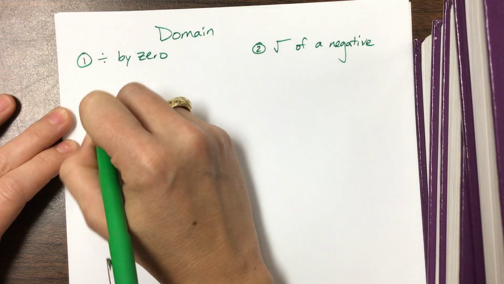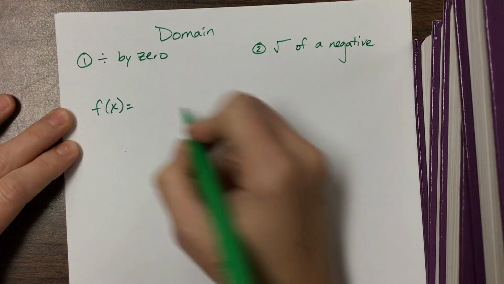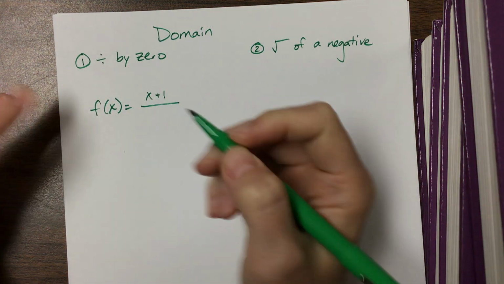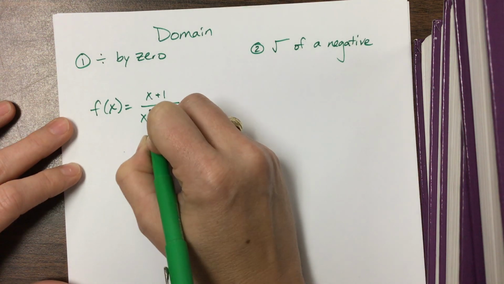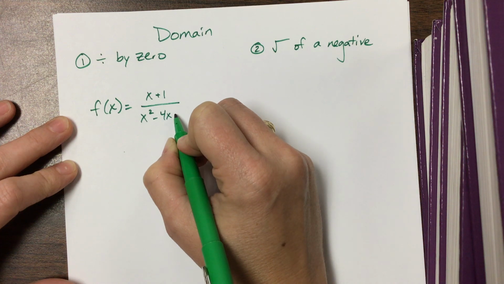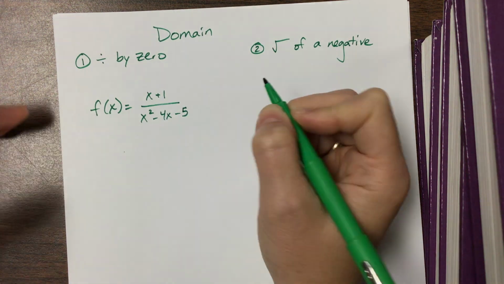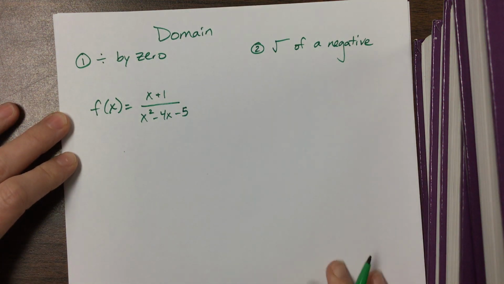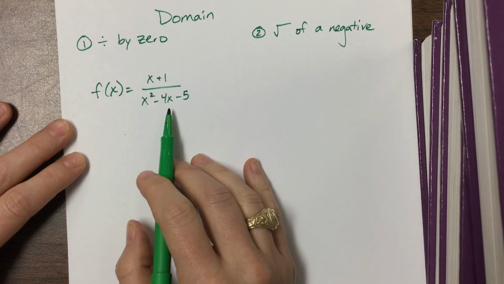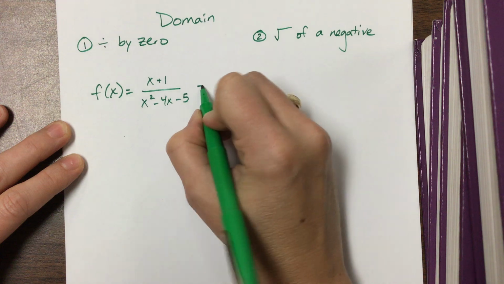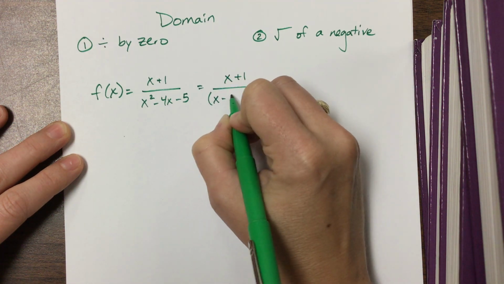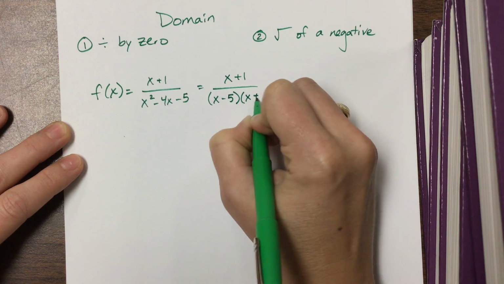So if I have something like f of x is equal to x plus 1 over x squared minus 4x minus 5, I'm making something up. When I see this problem, I don't want my denominator to be 0. Notice I don't have any square roots. So I'm just going to say, okay, well, what did I have? I can factor this to be x minus 5 times x plus 1.